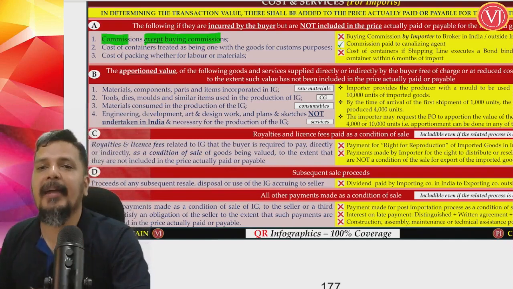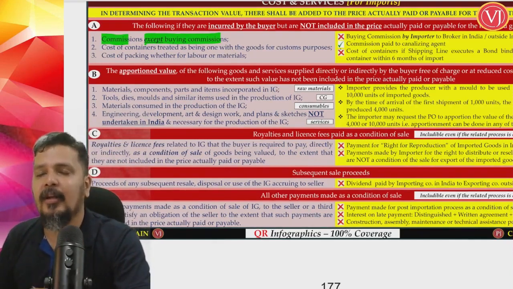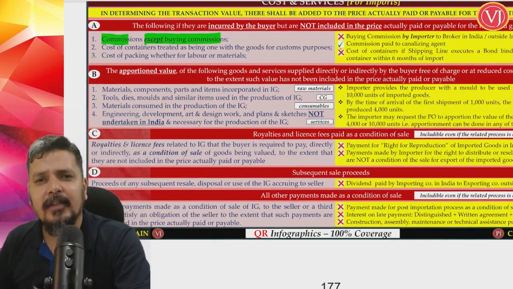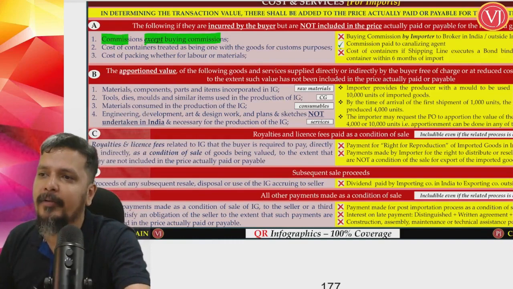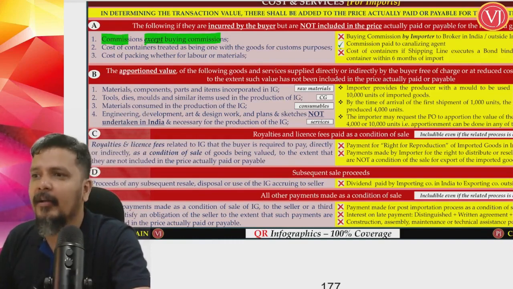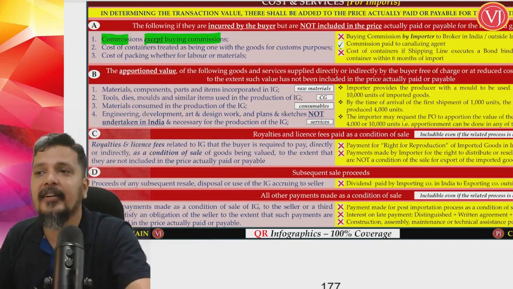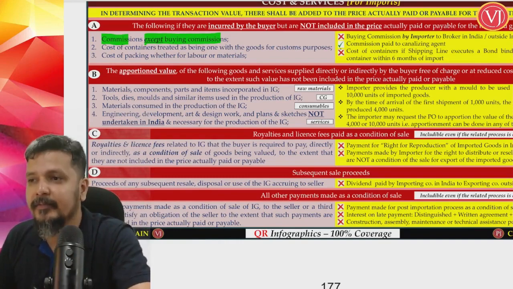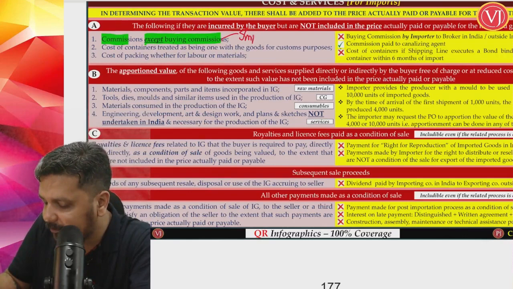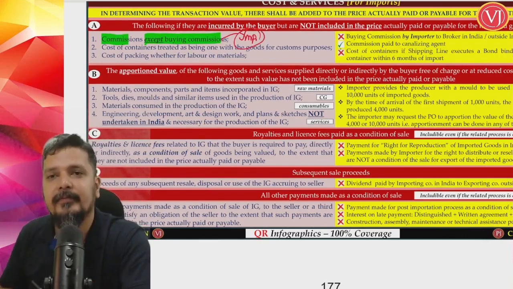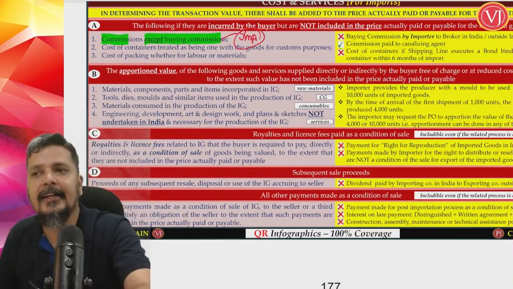Your commission will be added but not buying commission. What is meant by buying commission? Buying commission means the commission paid by the Indian importer. It may be paid to an agent outside India or in India. Don't decide on the basis of the agent. Decide on the basis of who is paying. Buying commission means the commission which is paid by the importer, whether to an agent in India or outside India.